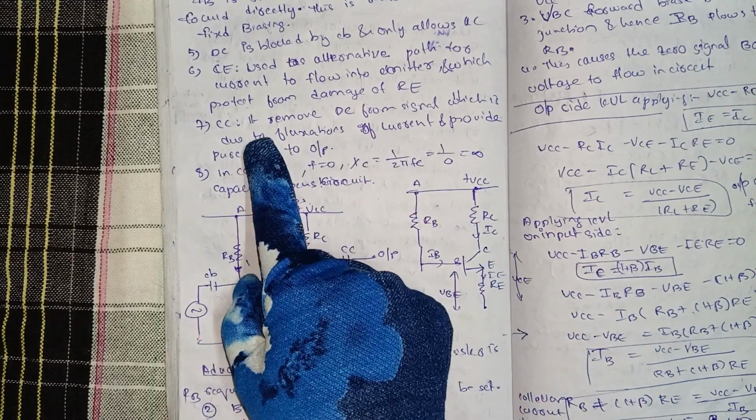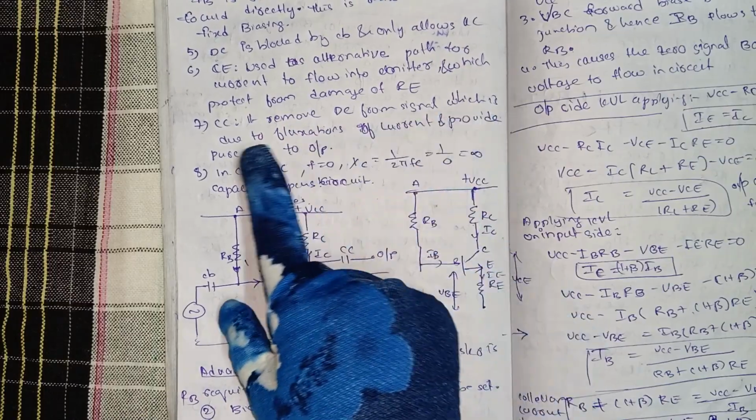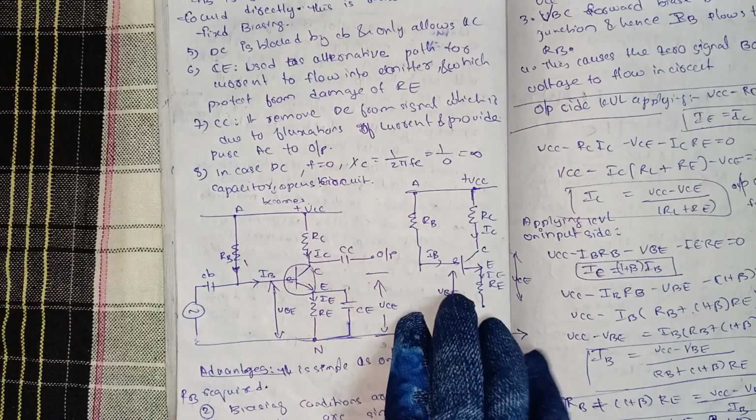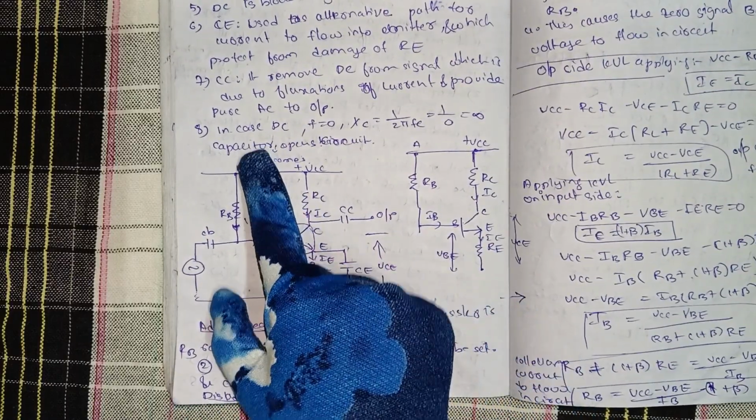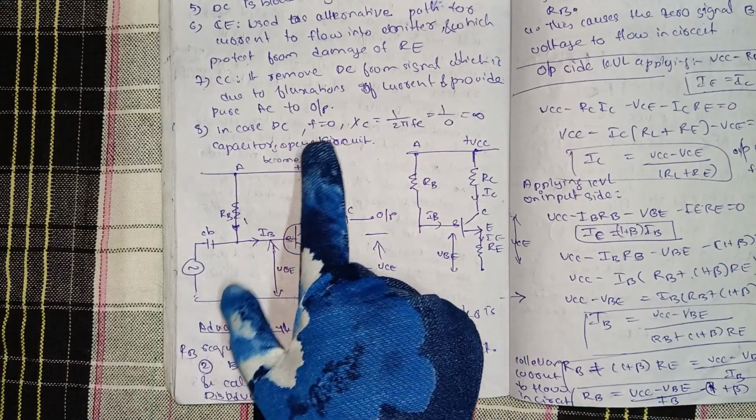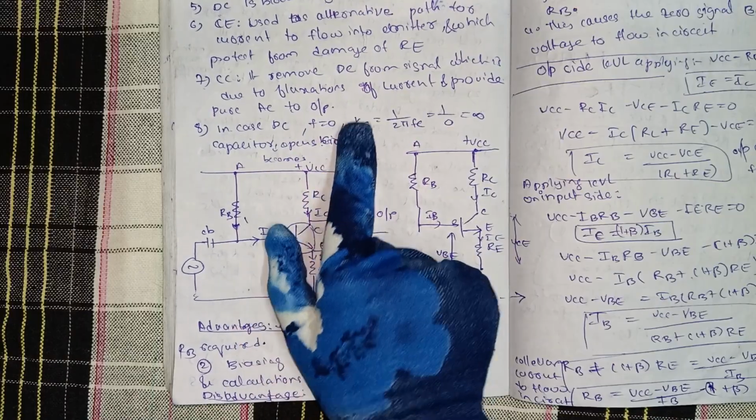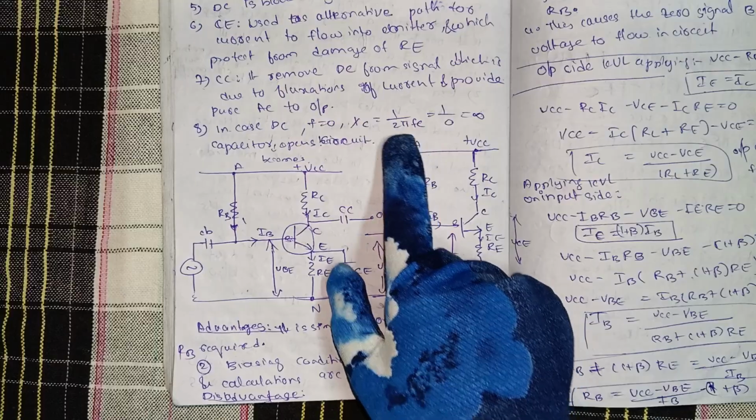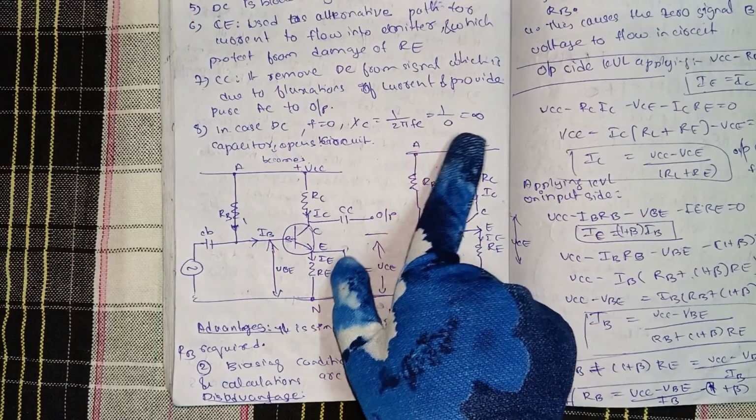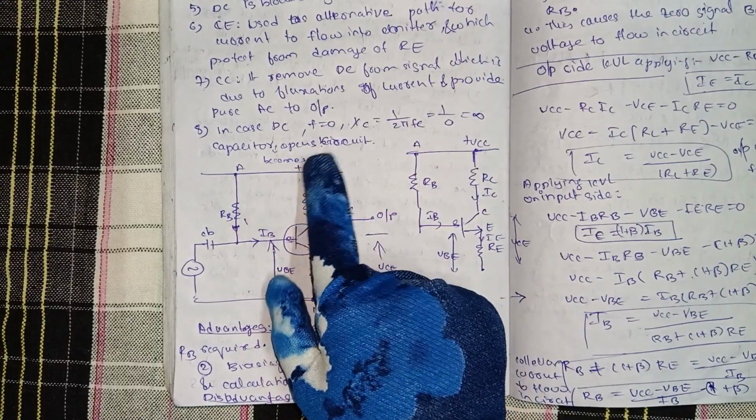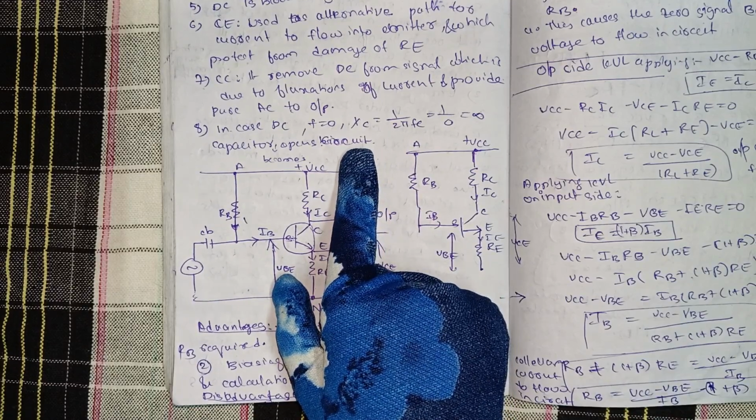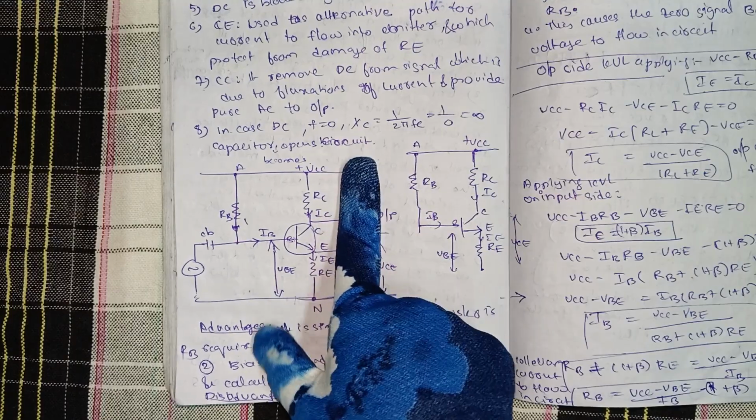Then CC removes DC from the signal, which is due to fluctuation of current, and provides pure AC to the output. In case of DC, F is equal to 0, frequency is equal to 0, so capacitive reactance is equal to 1 by 2 pi FC, which is equal to infinity. Then the capacitor becomes open.